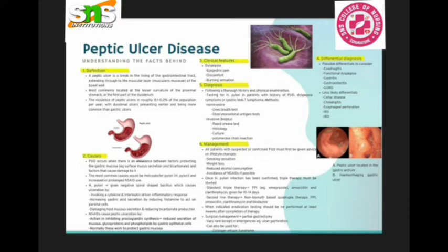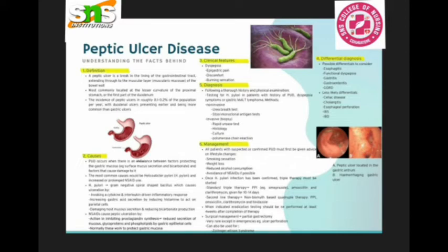H. pylori is a gram negative bacteria which causes ulceration. It increases gastric acid secretion by inducing histamine to act on particular cells. It damages the cells and reduces bicarbonate production. So it causes the ulceration in the body.